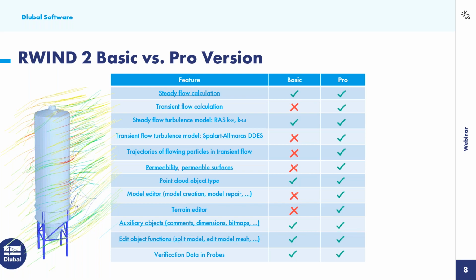It also features a more advanced turbulence flow model that's shown in this fourth line here. And ultimately, this transient flow is going to capture phenomena for tall, slender structures that we might see, such as vortex shedding. Now, we're only going to be focusing on the steady flow for today's presentation, but if you are interested in the transient flow, I did carry this out in a previous RWIND 2 webinar that you can find on our website and our YouTube channel.